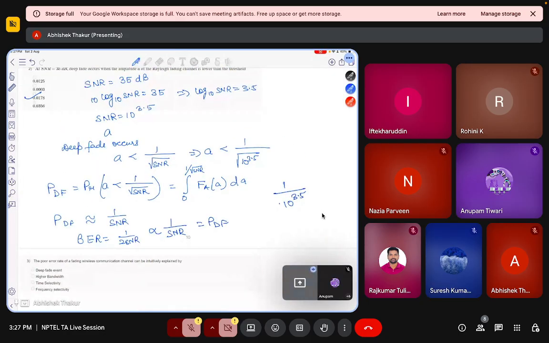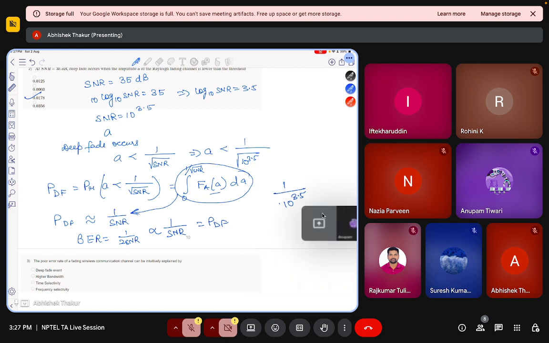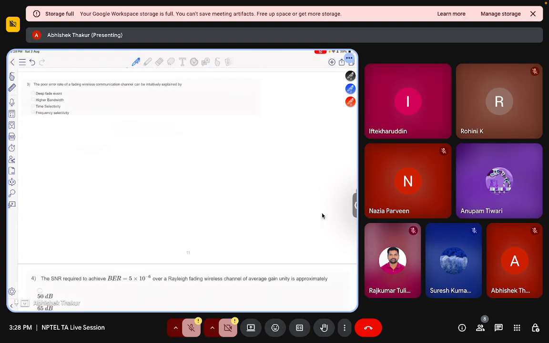So this value is an approximation. Either you can do the complete integration, but this is the approximation as taught in the classroom. So this is 1 by SNR. We'll move on to the next.